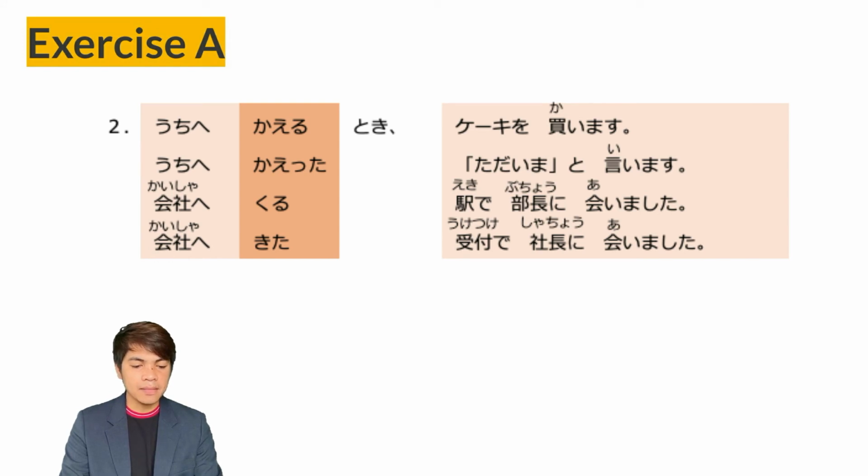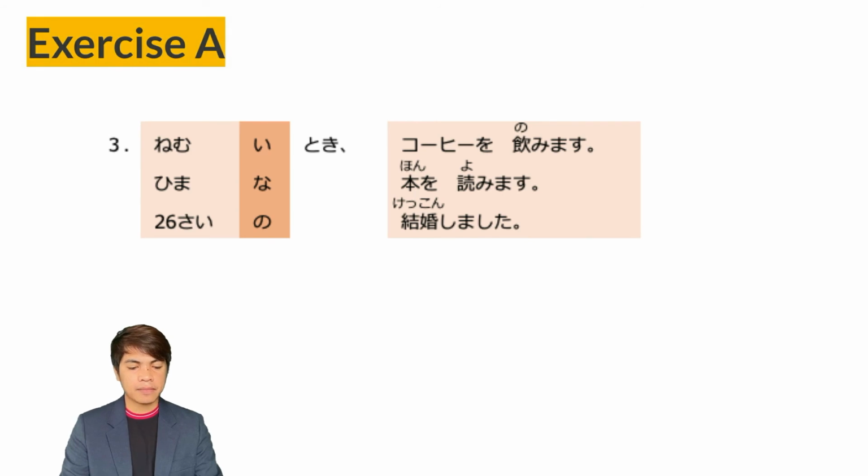Next line, kaisha e kuru toki, eki de buchou ni aimashita. So kaisha e kimasu, coming to the company. When coming to the company, eki de buchou ni aimashita, I met the buchou at the station. Next line, kaisha e kita toki, uketsuke de shachou ni aimashita. So now the verb kimasu is in past tense, kita. So after coming or after arriving at the company, toki, that's the time that uketsuke de shachou ni aimashita, I met the shachou at the front desk.